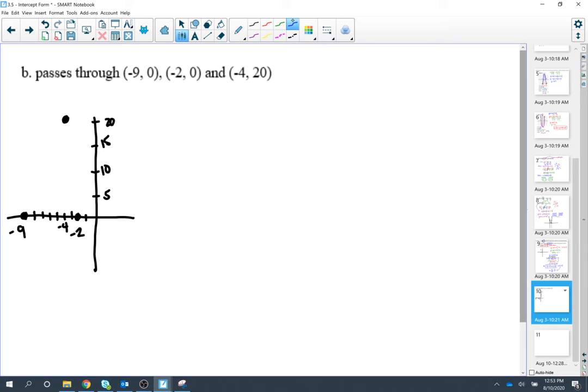Okay, so take a look at what you were given. Were you given a vertex? And the answer is no. Because remember, a vertex is like in the middle. So last time we started with vertex form. I don't think that's going to work this time because that's not a vertex.